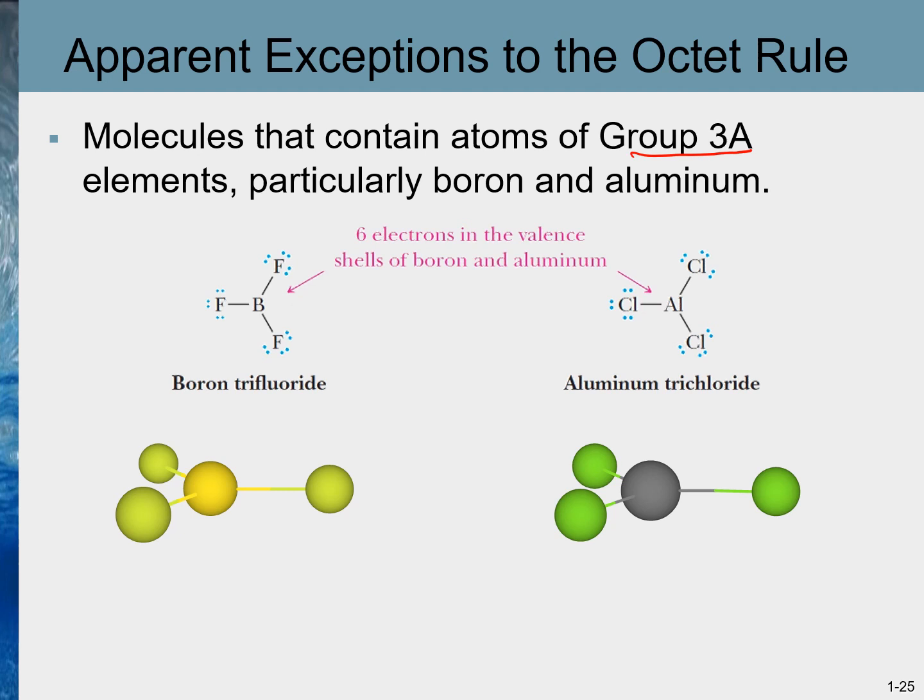The compounds of boron and aluminum, such as boron trifluoride and aluminum trichloride, have only 6 electrons in their valence shell. These kinds of compounds are known as electron deficient compounds, and they are stable molecules. They are not unstable by any means.